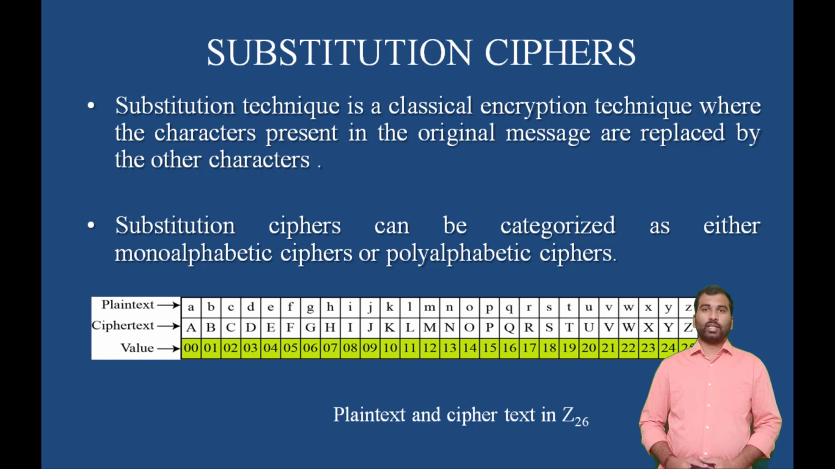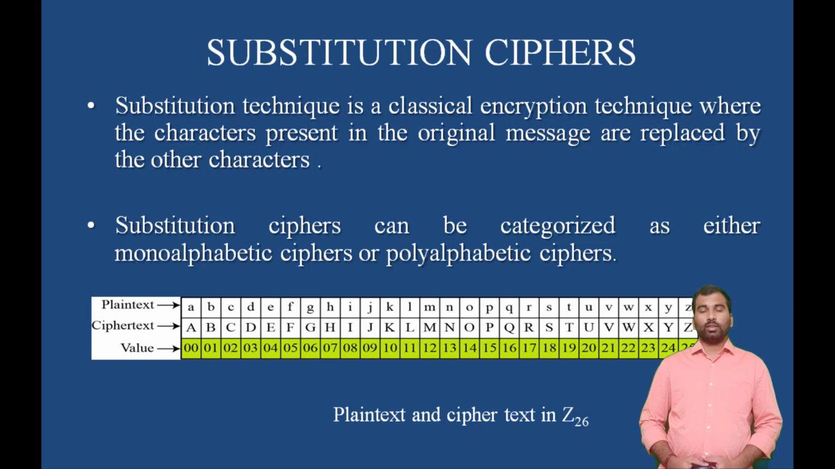So the substitution technique is a classical encryption technique where the characters present in the original message are replaced by other characters or numbers or by symbols. If the plain text or the original message is considered as a string of bits, then the substitution technique would replace the bit pattern of plain text with the bit pattern of ciphertext.